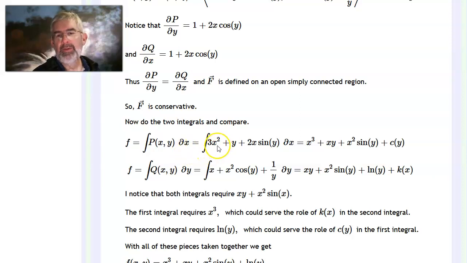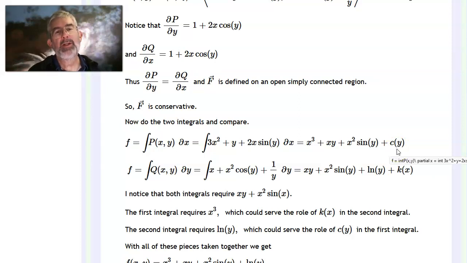So anyway, this is P that I'm integrating with respect to x. Integrating this with respect to x, 3x squared is going to integrate to x cubed. The y is just a constant, so that's going to become y times x, or x times y. And the sine y is a constant, but that's multiplied by 2x, so that's going to become x squared times sine y. And then, because I was integrating with respect to x, I'm going to say plus a constant. But that constant could be any function of y. Right?